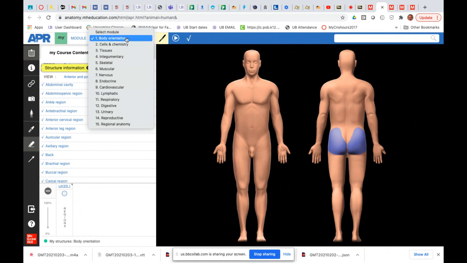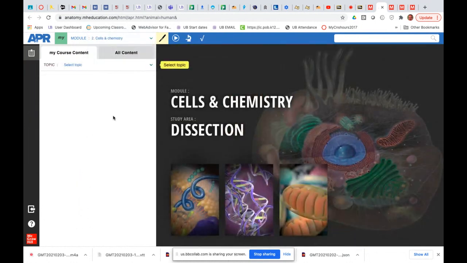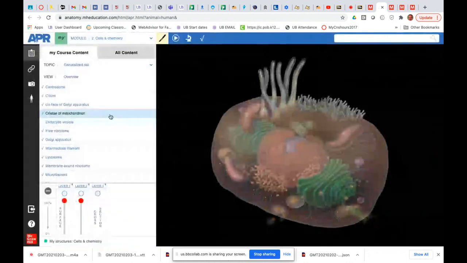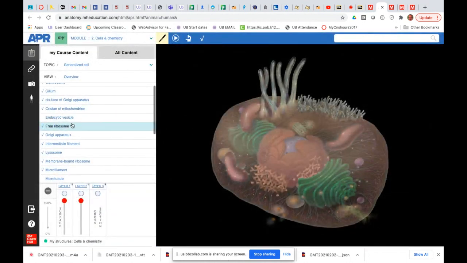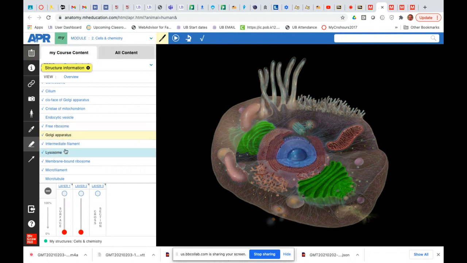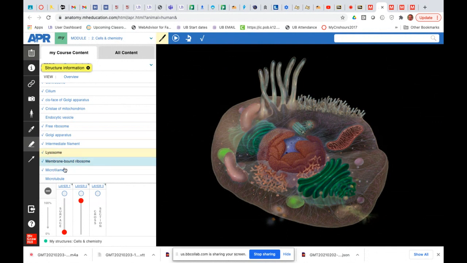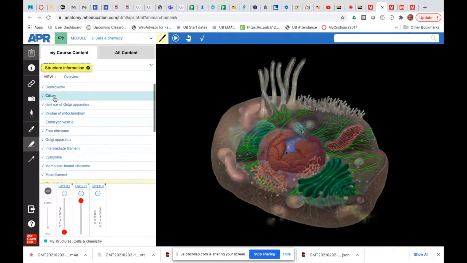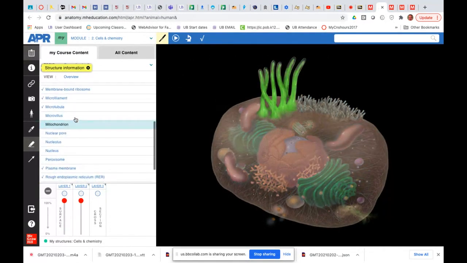So make sure you cover body orientation and then cells and chemistry. The same thing. When you click on it, nothing shows up. But when you select the topic, you're going to go, okay, let me look at the generalized cell. All right, let's see where the free ribosomes are. Oh, that's neat. Where's the Golgi? Okay, that's the highlighted structure. Where's the lysosomes? The highlighted structure. Where are the microtubules? Okay, so click on all of these, go through them.